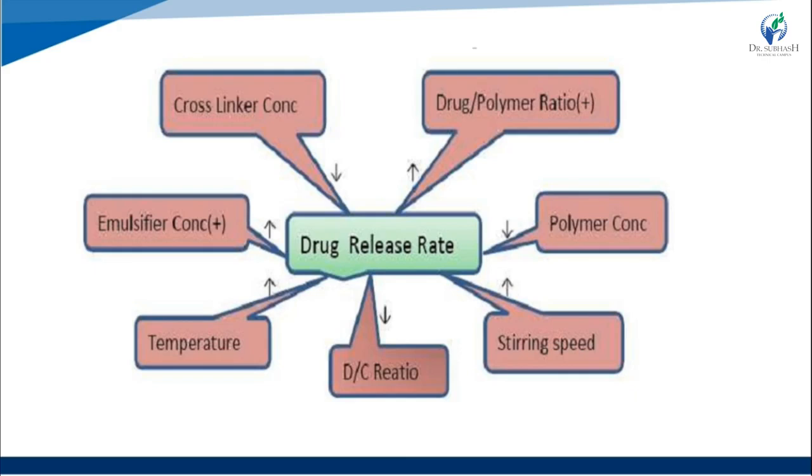After that, temperature: if temperature is increased, the drug release rate from the microsphere also increases. Then emulsifier concentration: if it increases, the drug release rate also increases. Then cross-linker concentration: if the cross-linker concentration decreases, the drug release rate increases, and if the cross-linker concentration increases, drug release from the microsphere decreases. So this is the drug release rate of the microsphere.